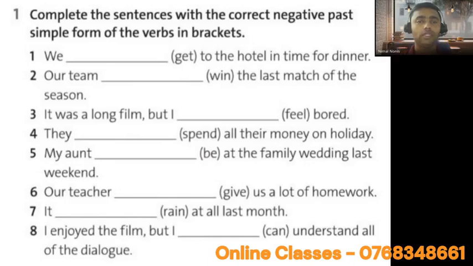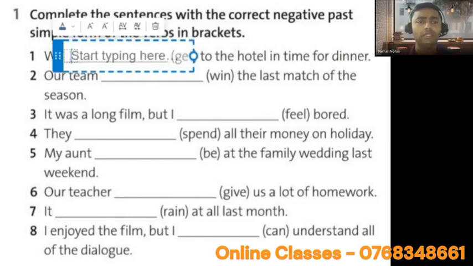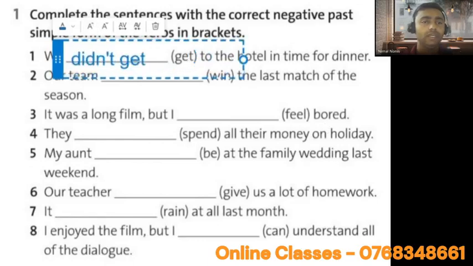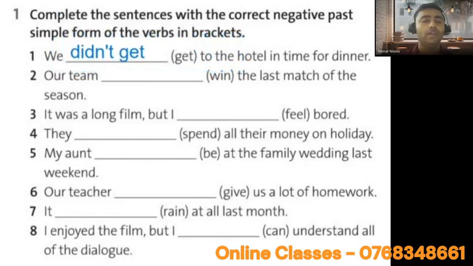Complete the sentences with the correct negative past simple form of the verbs in brackets. So we have to get the negative past simple form of the verbs in brackets. Let's look at it. Within the brackets, they have given the word get: to the hotel in time for dinner. We have to write the negative form in the simple past tense, so we didn't get. We didn't get to the hotel in time for dinner.